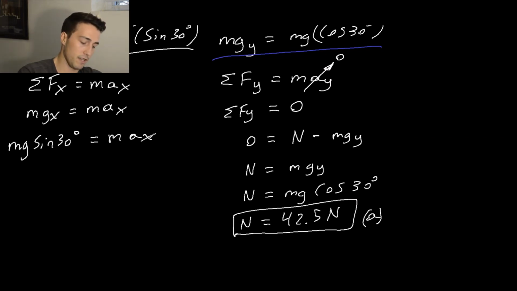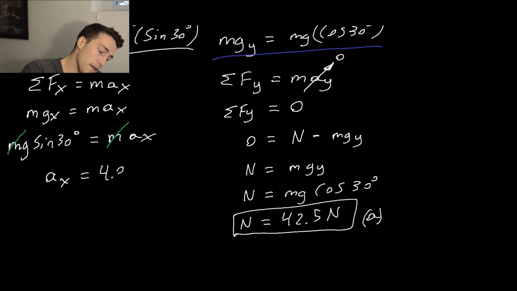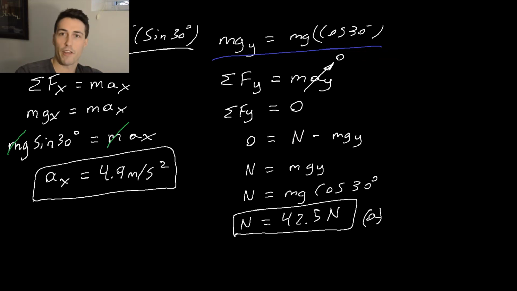And here, you might see that there's a mass on this side and a mass on this side, so we can cancel. And finally, our acceleration in the x direction is going to be the acceleration due to gravity, so 9.8, times sine of 30. And I get 4.9 meters per second squared. So hopefully that all made sense. This was without using friction. The next problem we're going to go into is with friction.